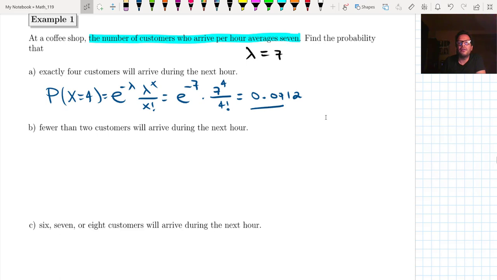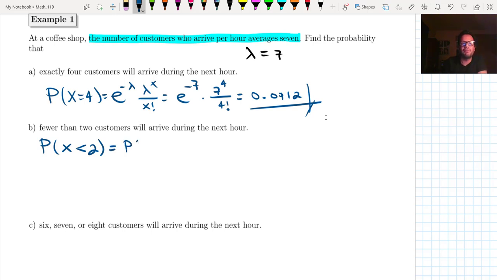Okay, let's go back to the problem. What about fewer than 2? Find the probability that fewer than 2 customers will arrive during the next hour. So fewer than 2 doesn't include 2. Fewer than 2 will be P of X less than 2, strictly less, but not equal to 2. Unless they told us 2 or less, which is totally different.